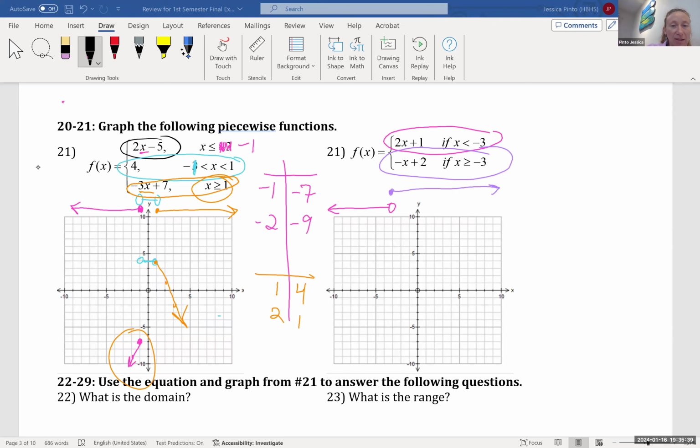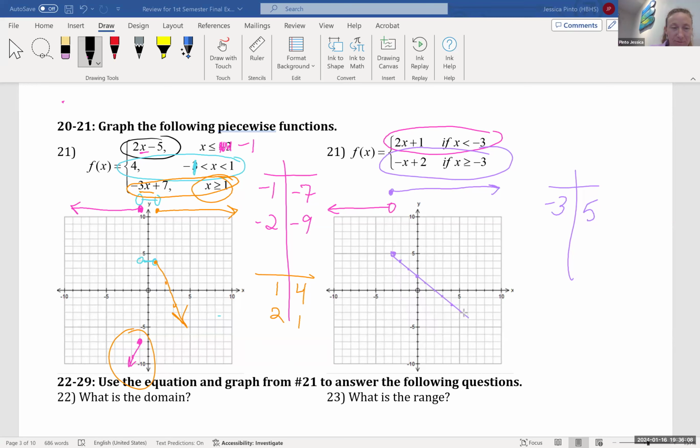So again, I think it's easier for me to graph these purple ones. So I'm just going to plug in -3 to know where my closed circle goes. -3 times a negative, it's positive. So I'm getting 5. So I'm going to be at -3 for x, and then at 5 for y. And then for negative x, I know I just go down 1 and over 1. And that can go on for a long time.